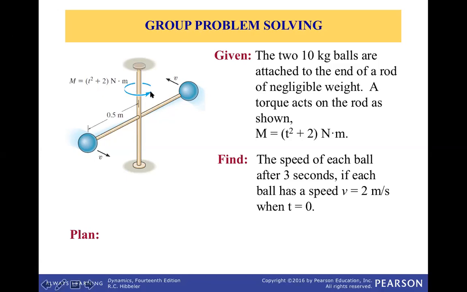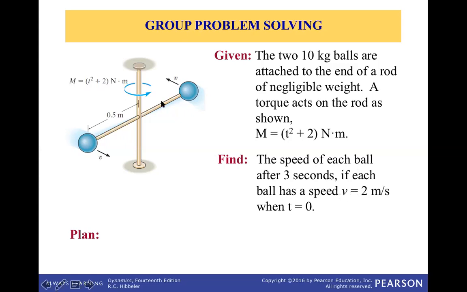So this one tells you that this rod will give a moment or torque of t squared plus 2. It's asking for the speed of each ball after 3 seconds if each ball has an initial speed of 2 meters per second when t is equal to 0. Similarly, you'll follow the solutions in the example, but a couple of things are different. The first is that the two balls have initial velocity, so that means the initial angular momentum will not be 0, right?